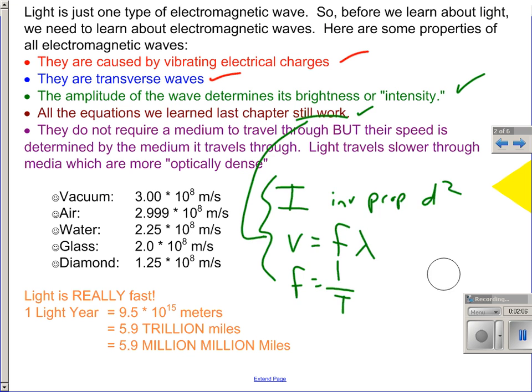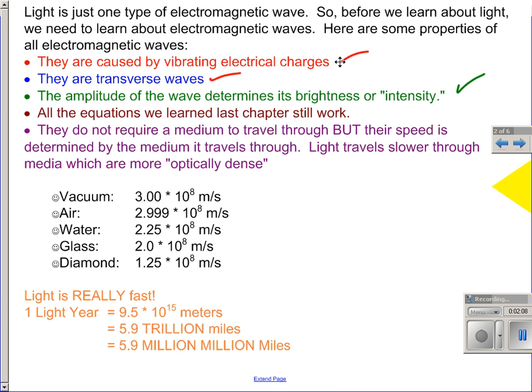Probably the biggest difference between electromagnetic waves and mechanical waves that we talked about last chapter is this fifth point here in purple, which is they do not require a medium to travel through. Okay, light waves can travel through a vacuum. You see that because you can see the sun, right? But that said, their speed is still determined by the medium it travels through.